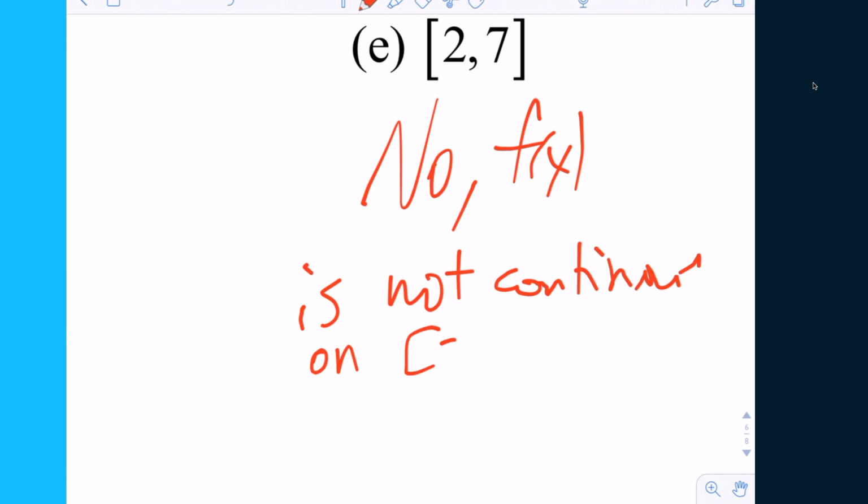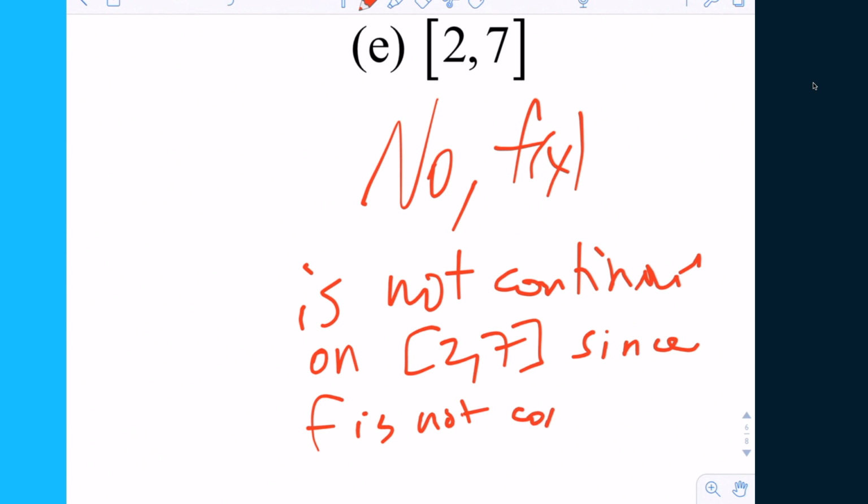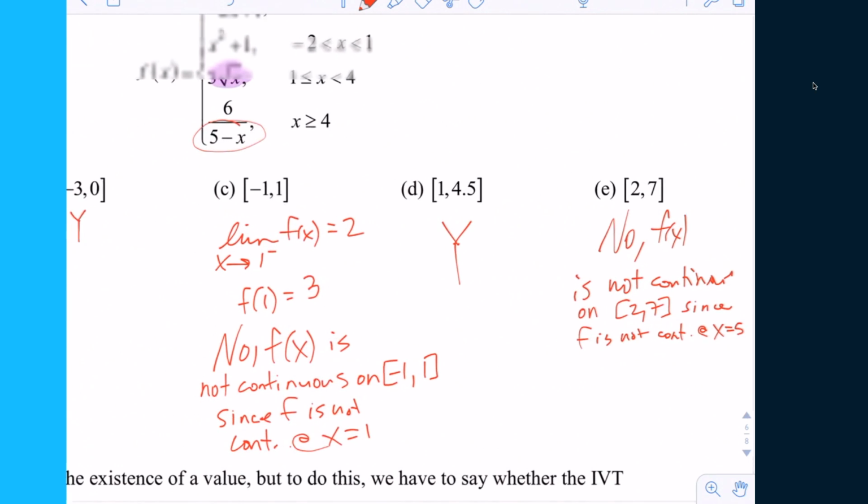On the interval from 2 to 7, since f is not continuous at x equals 5. If you wanted to say there's a vertical asymptote at x equals 5, you could do that too. But this is kind of bland. It's vague, but it answers the question specifically. So let's learn from my mistake. Always make sure that you're answering the very specific question that was being asked, because I didn't. And I know with iPad it's easy to kind of get tunnel vision, especially when you're zoomed in like that.